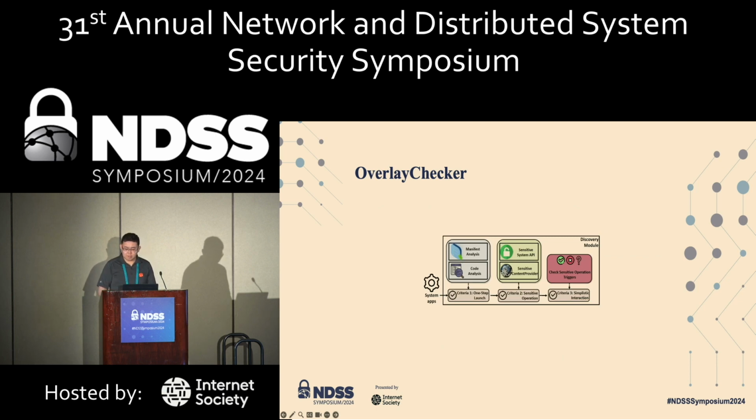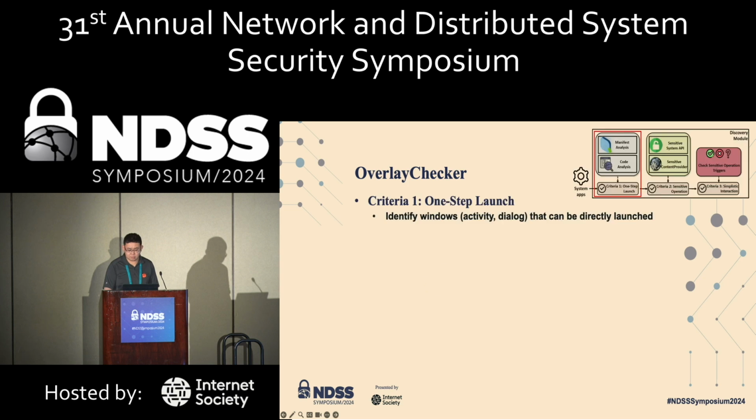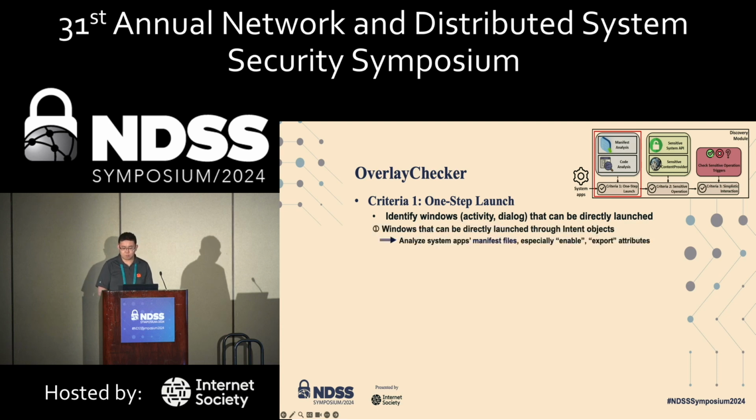Due to the time limitation, here we only introduce the discovery model in detail, which identifies the windows requiring protection through a 3-step process. In the first step, the discovery model identifies all the windows, including activities and dialogues, in the given system app that satisfy criteria 1. Specifically, for the windows that can be directly launched by external apps through intent objects, the model analyzes the system app's manifest file, especially the attributes enable and export of activities that determine whether activities can be directly launched.